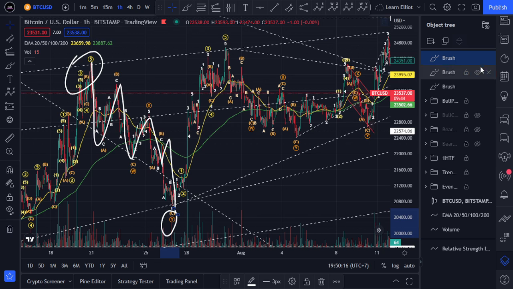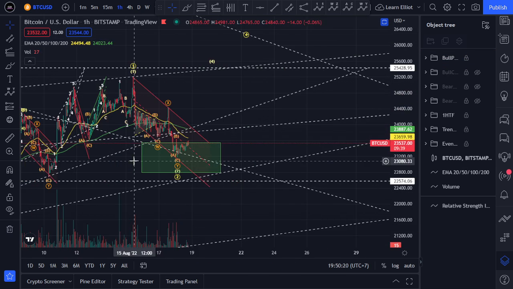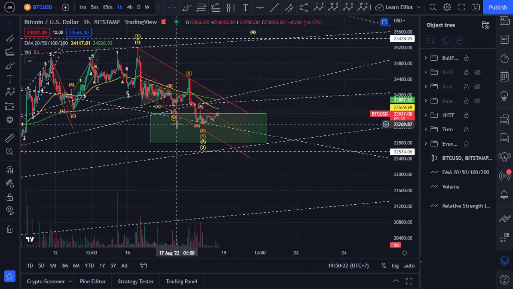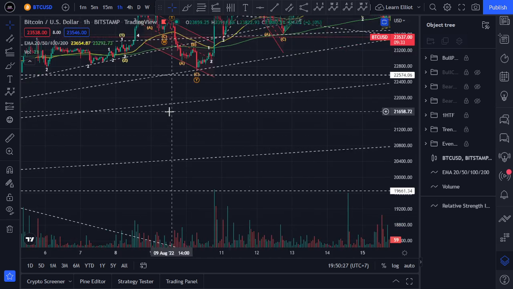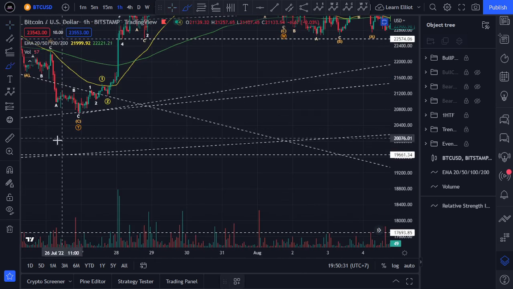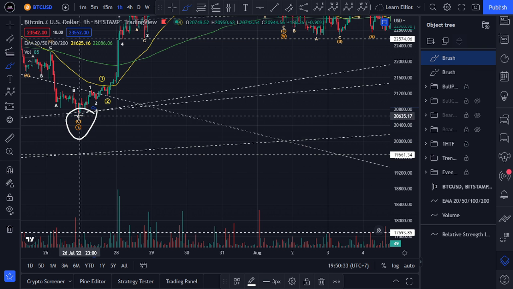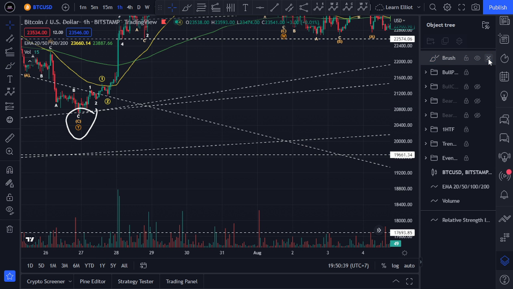That's what I call a correction, a corrective pattern. So even if the price moves lower, as long as it's still above 20,800 or 20,600, the bull case scenario might still likely be in play.